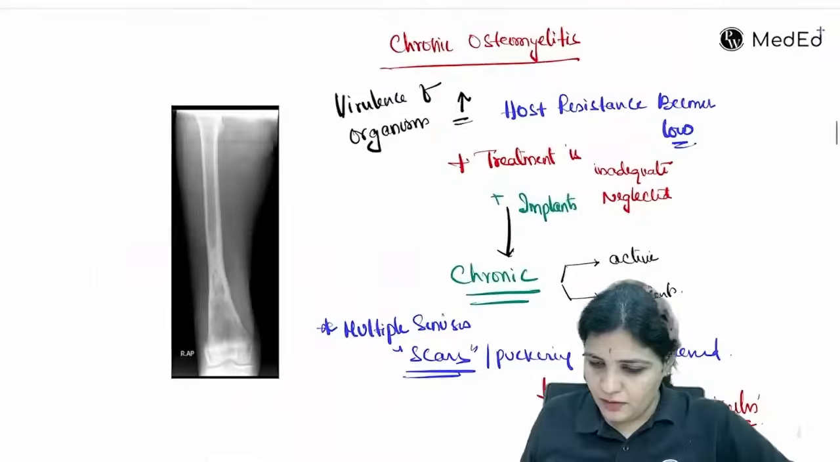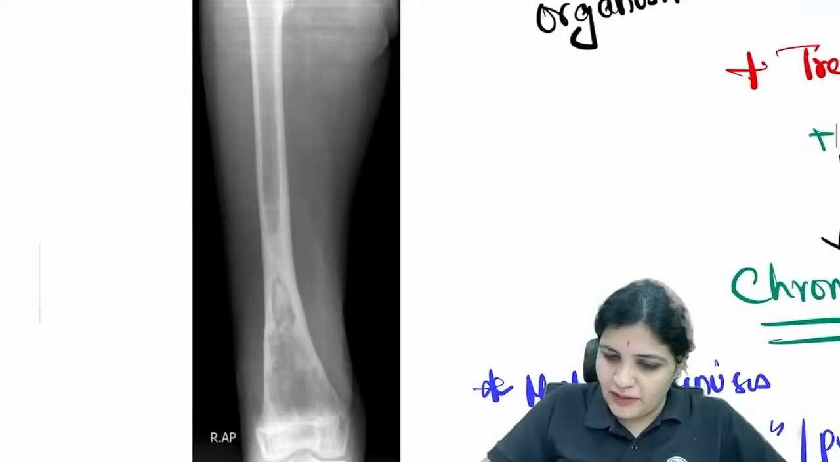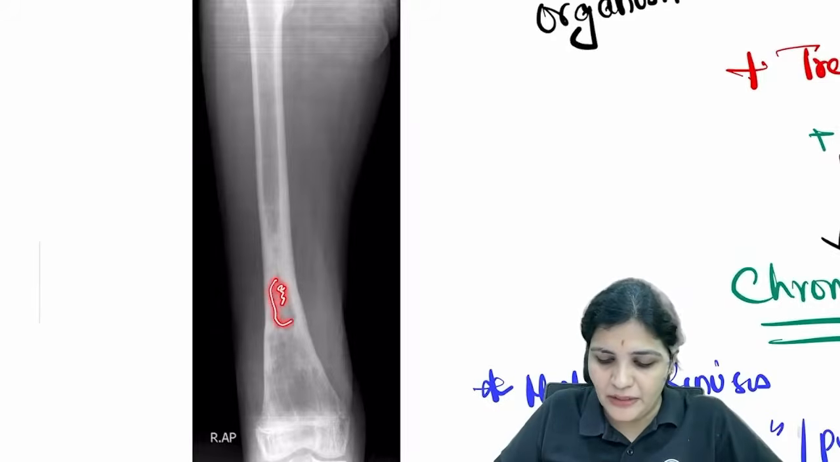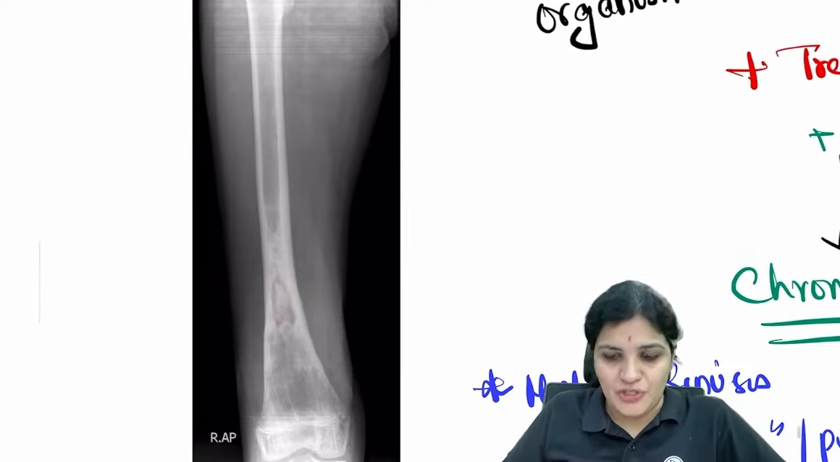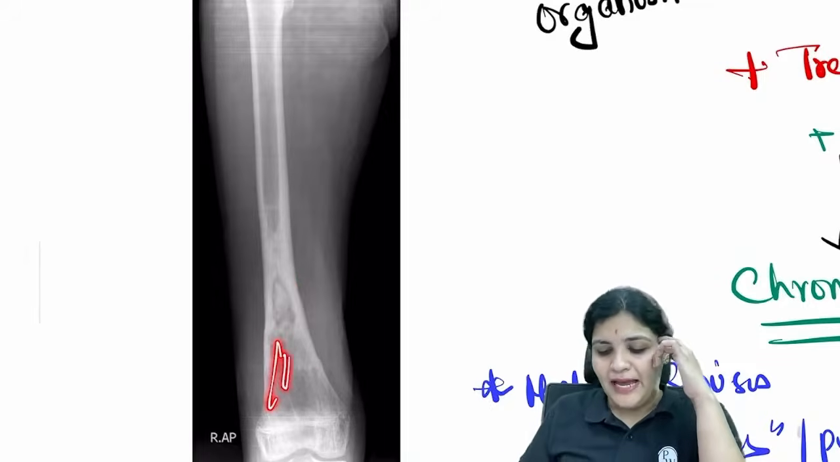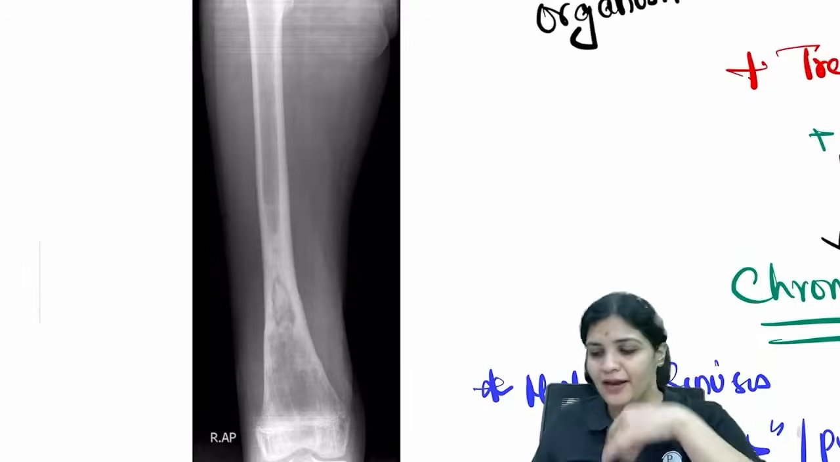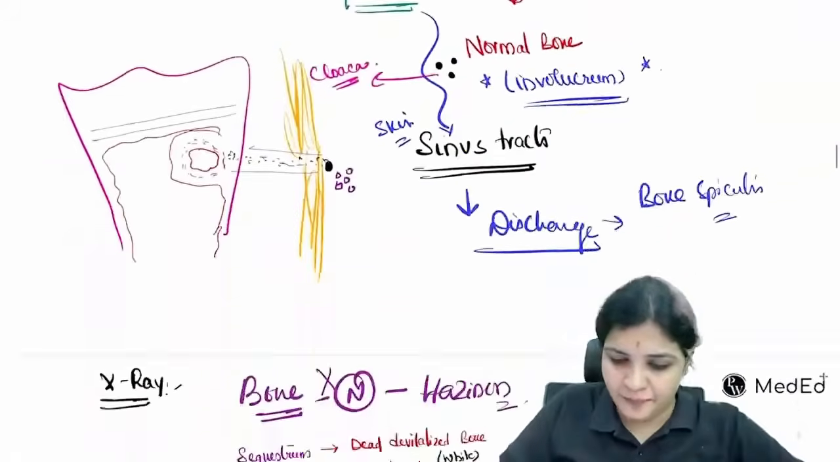Okay. So now this is the X-ray. What I have told you is this is the sequestrum, the dead and devitalized tissue with increase in the bone density, which is surrounded by lucency. So this is the sequestrum, and this thickened bone is called your involucrum, and this is the haziness what I told you, which you can see in the metaphysis, right? So this is about the X-ray.